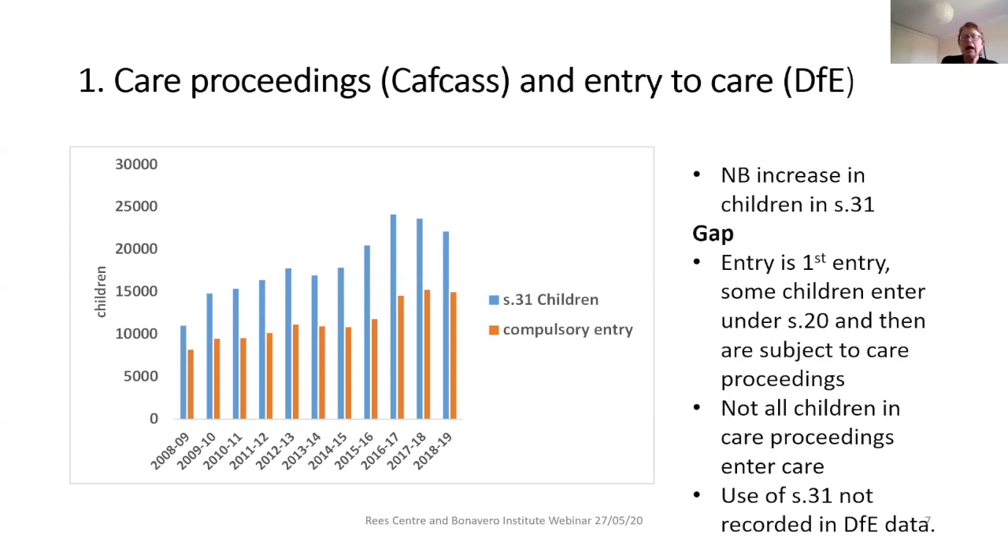And my huge bone of contention is, despite it being the most expensive intervention that local authorities do, bar perhaps the use of secure accommodation, which is very rare, the use of section 31 is not recorded in the DfE data.